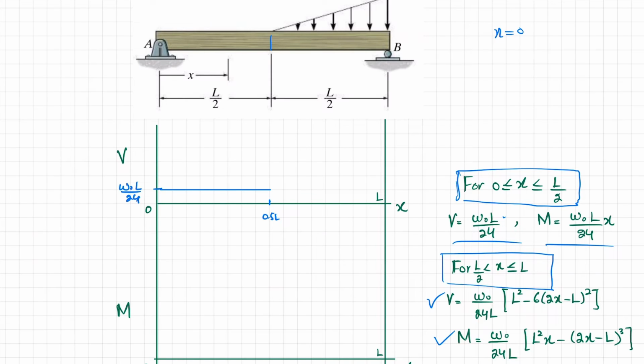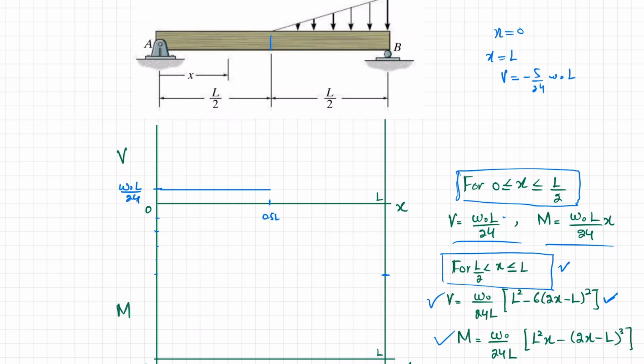Now at x greater than L by 2 and less than or equal to L, if you put x equal to L in this equation, using V is equal to W naught over 24L into L square minus 6 into (2x minus L) whole square, we will get V is equal to minus 5 over 24 W naught into L. So again you can see it is minus 5 times, so again I will go 5 times downwards: 1, 2, 3, 4, 5. So it will be here.